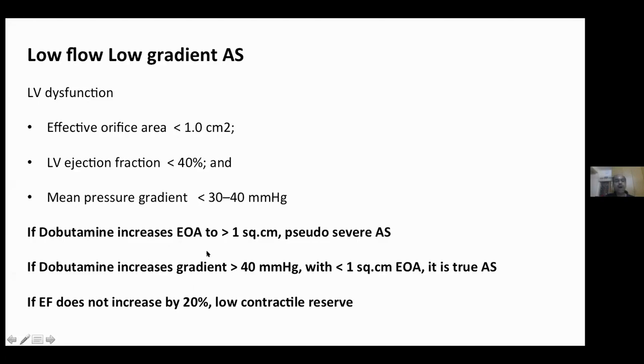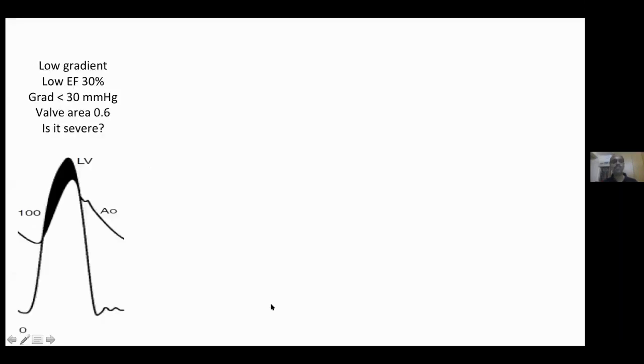There will be a small number of people whose left ventricle will be having no response to dobutamine. And in such patients, if the ejection fraction does not increase by 20% from the baseline, they are called low contractile reserve. So this is a low gradient, low ejection fraction patient. So this is low gradient, low ejection fraction. The gradient is less than 30, but the valve area by continuity equation is 0.6. Is it severe or not?